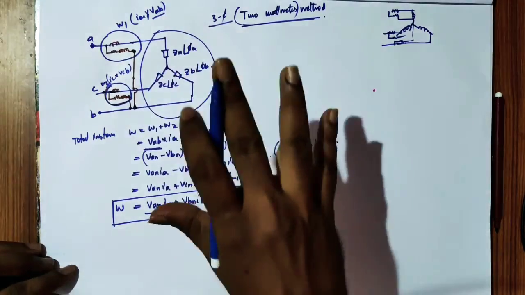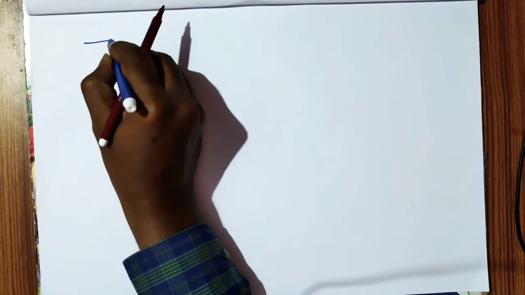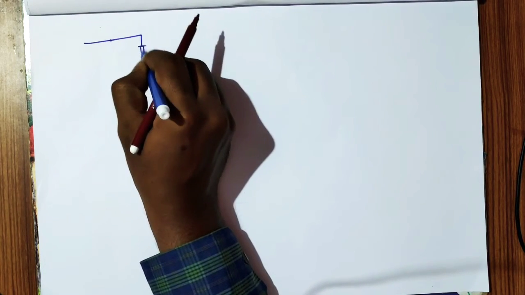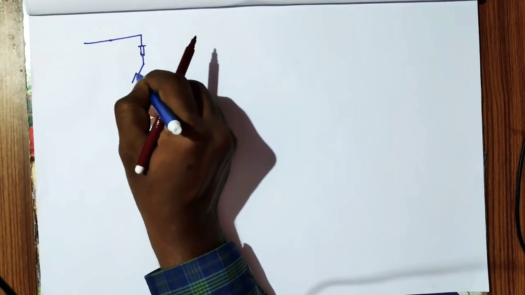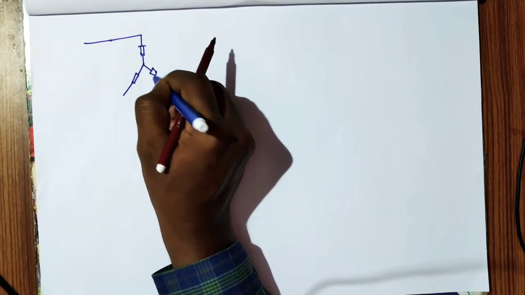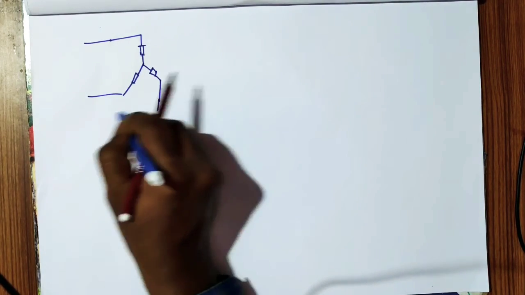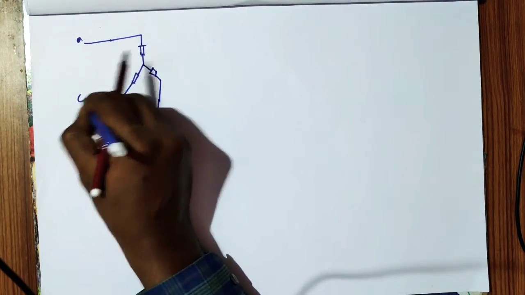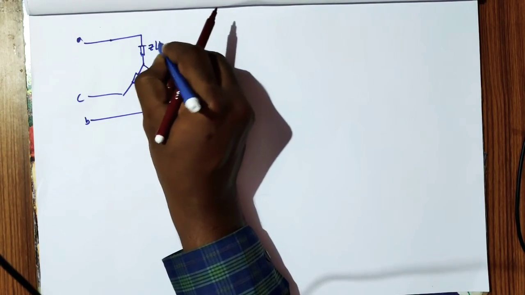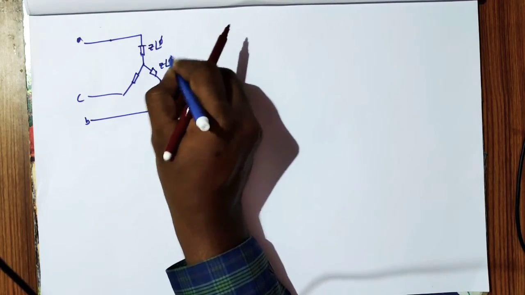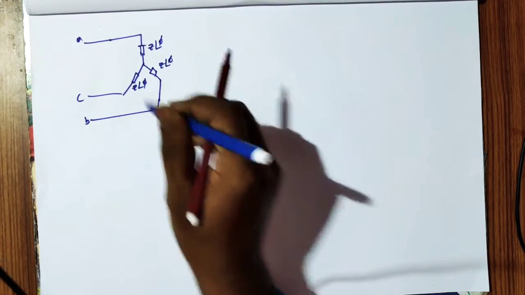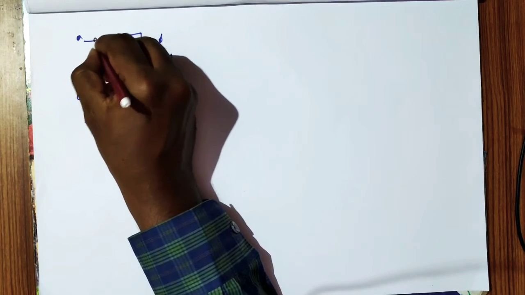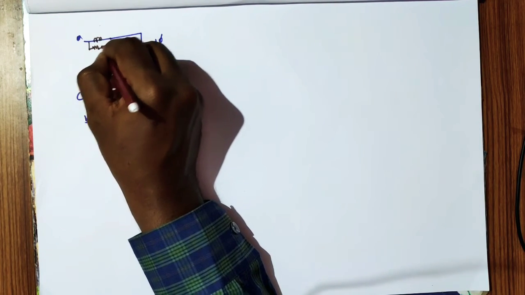Now coming to the balanced load. For balanced loads, as you know, we have the same impedances across the 3 windings. So this is phase A, this is phase B and phase C. Balanced means same phase impedance. So I'm connecting wattmeter 1 like this.